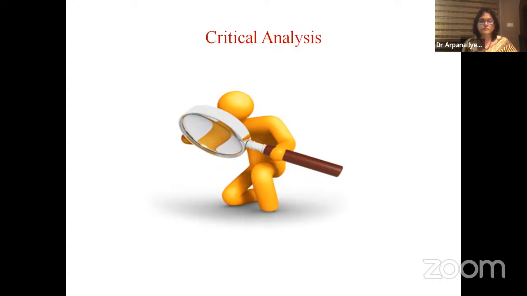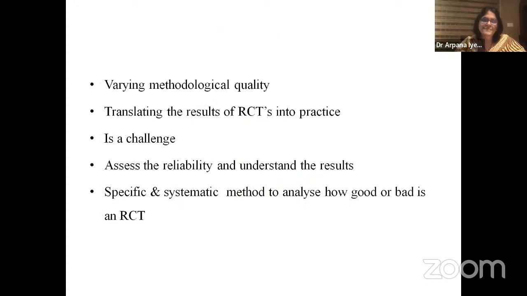So the analysis of results, that is the understanding of the results of an RCT, doesn't stop here. In fact, it starts from here. As we all know, due to varying methodological quality, translating the results of RCTs into practice is a challenge. We can't just take every RCT seriously and experiment on our patients and translate it into practice. We have to assess the reliability and understand the results better, and there is a specific and systematic method to analyze how good or bad an RCT is.